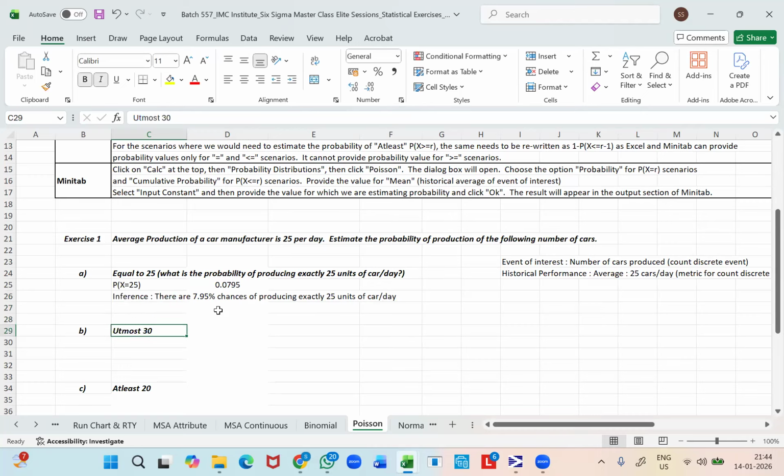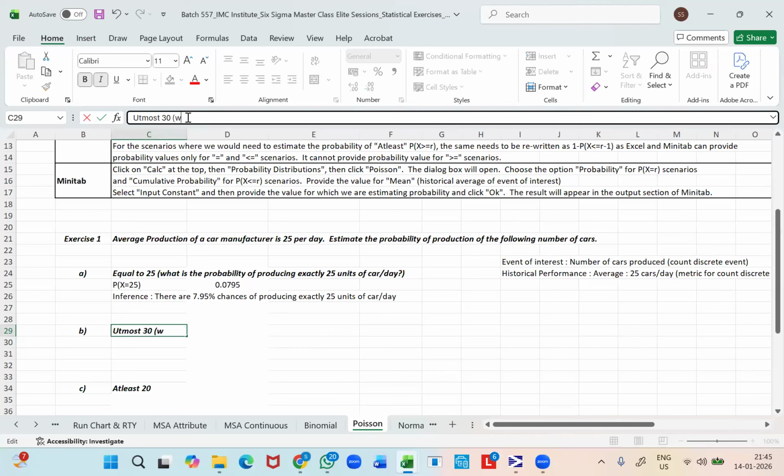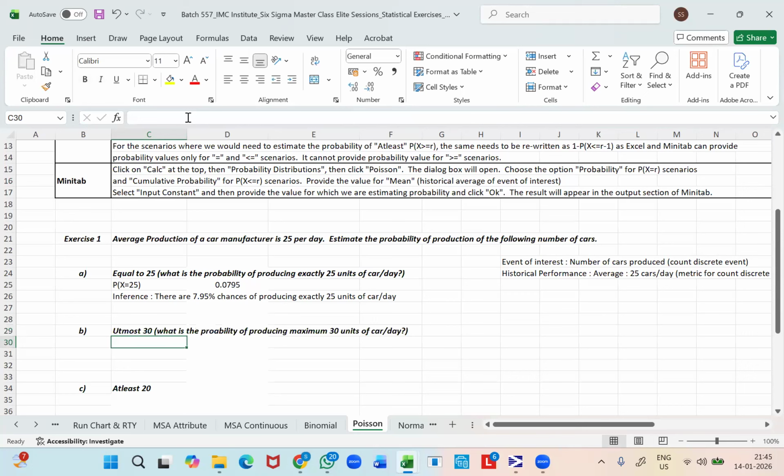Now moving on to the next section, at most 30. What is the meaning of this? We have been asked to estimate the probability of producing maximum 30 units of car per day. That is the meaning of at most 30. In terms of probability notation, this can be written as P of X less than or equal to 30. So it will not exceed 30. It will be less than or equal to 30.